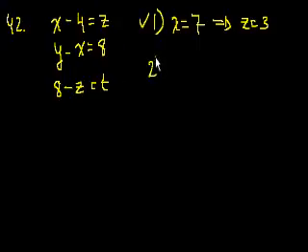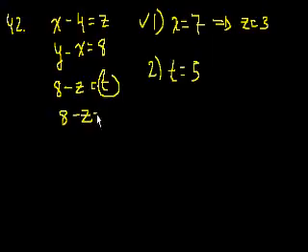So let's see if 2 is of any use. T is equal to 5. Well, this is an easy one too. You put t is equal to 5 right here, and then you could easily solve for z, right? You get 8 minus z is equal to 5, and you can solve for it, but I'm not even going to do it. You just have to know that you can. So this alone is sufficient as well. So the answer is D. Each statement alone is sufficient.